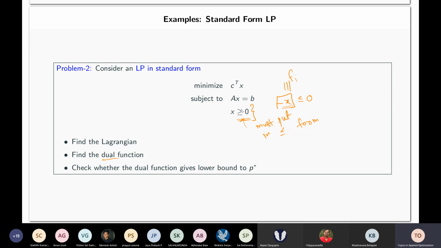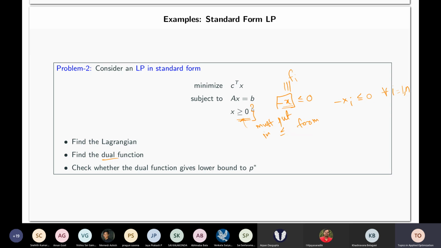So these are like x greater than or equal to 0. It could be seen as individual components of x. So minus xi less than or equal to 0 for all i equal 1 to n, let us say we have an n length vector here. Okay, so these minor things you should not forget.